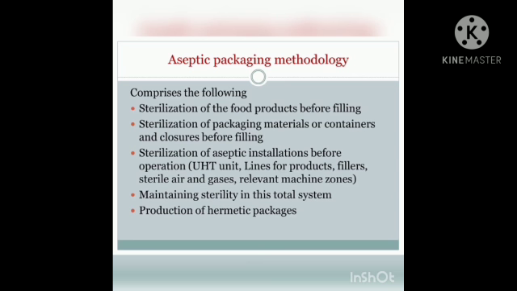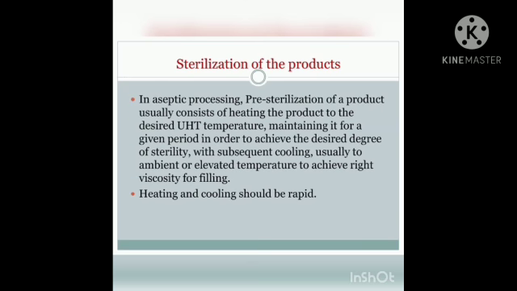Aseptic packaging methodology comprises the following: sterilization of the food products before filling, sterilization of packaging materials or containers and closures before filling, and sterilization of aseptic installations before operations, including the UHT unit, lines for product, filler, sterile air and gases, and relevant machine zones. Maintaining sterility in this total system is important in production of hermetic, that is airtight, packages.